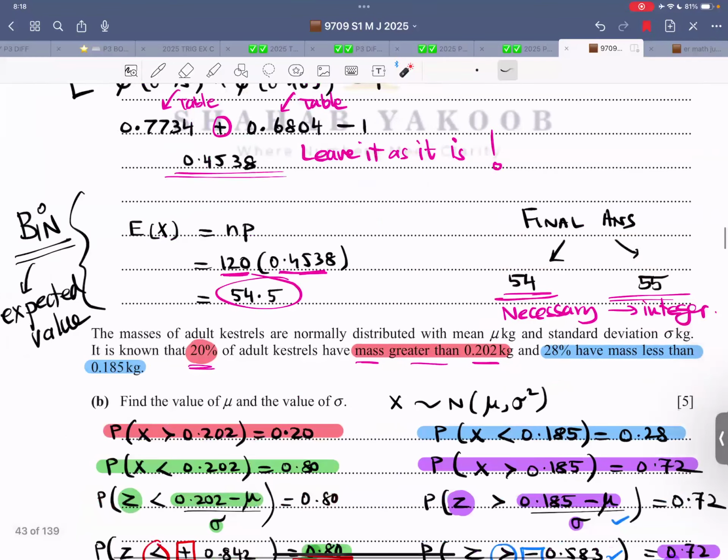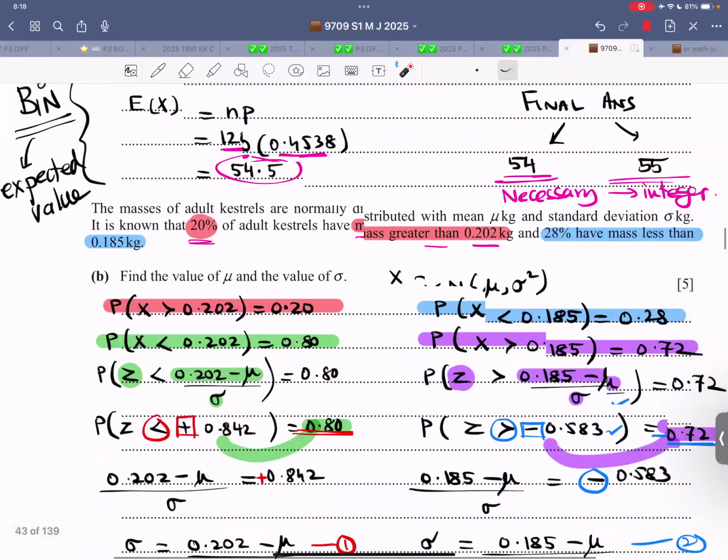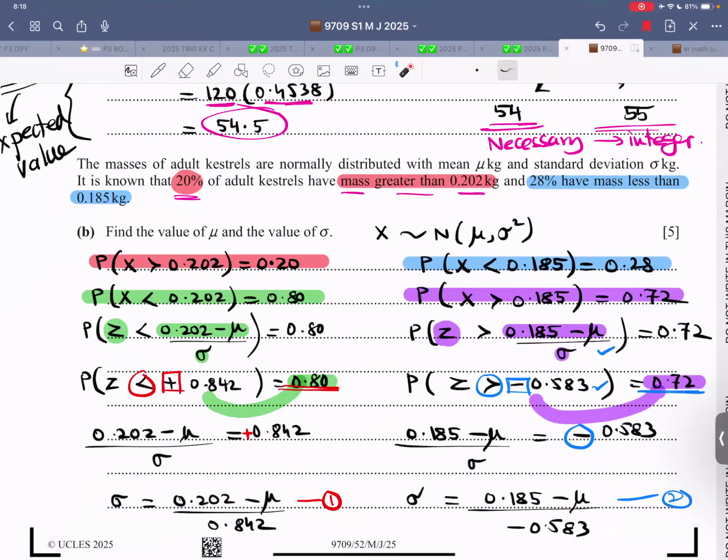So now it says the masses of adult kestrels are normally distributed with such and such. It is known that 20% of the adult kestrels have mass greater than 0.202. 20% have masses greater than this. Probability X less than this much is 0.80. 28% have masses less than 0.185. 28% have masses lesser than this.